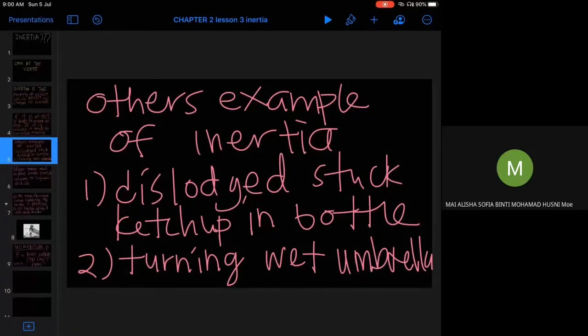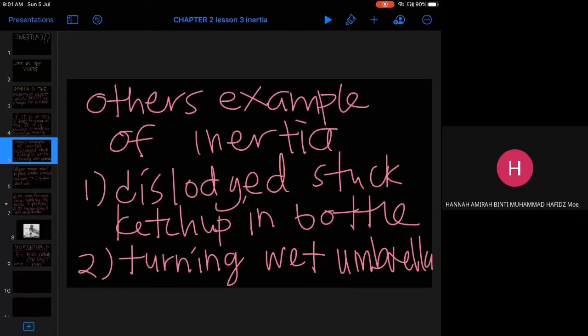Okay, for example, when you are sitting in a moving car and suddenly your dad press a brake. So what will happen to you? What will happen to you? Yes, you're moving forward because you have inertia. Faham tak?